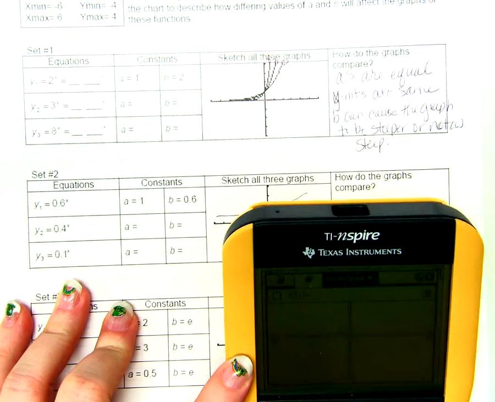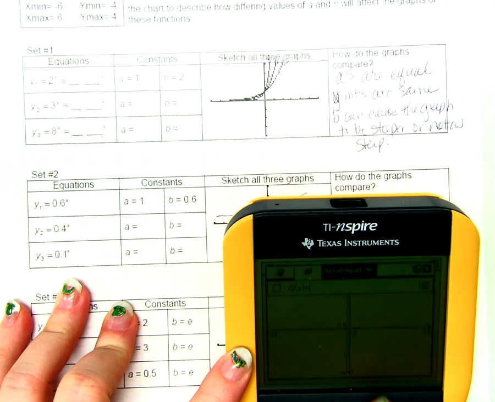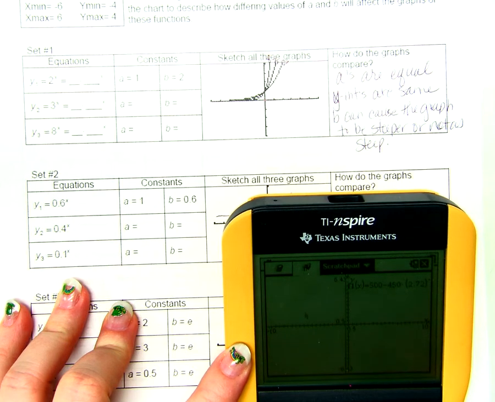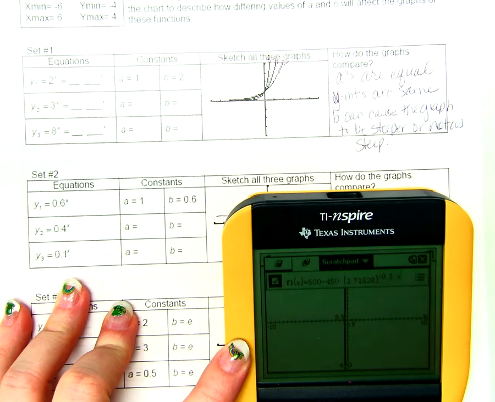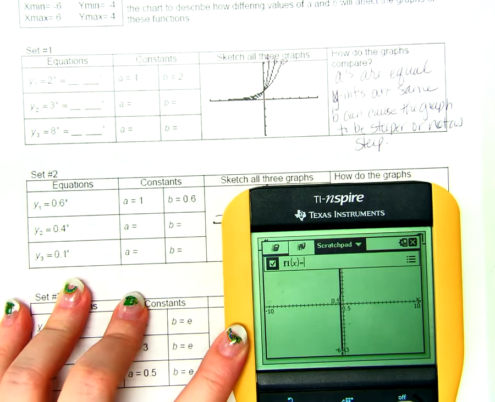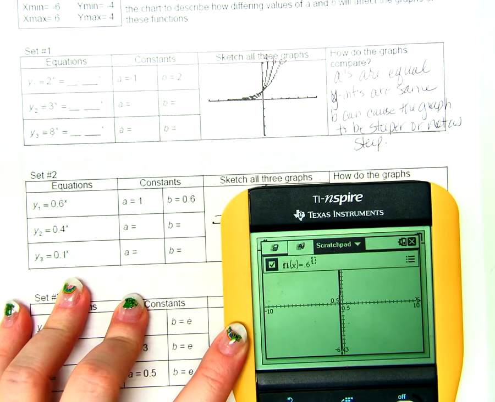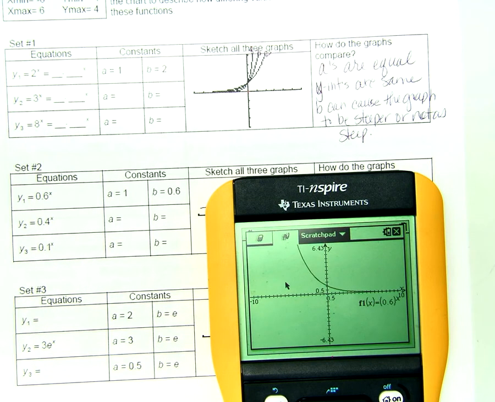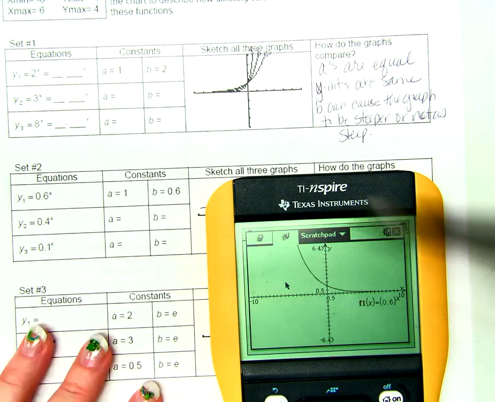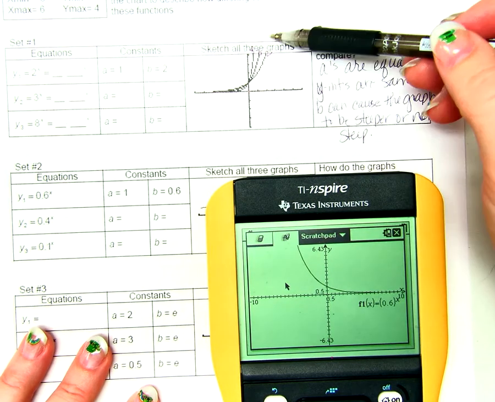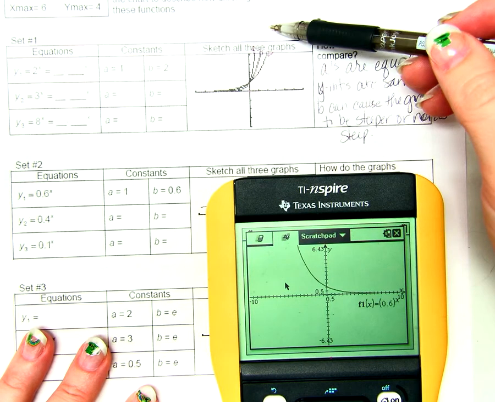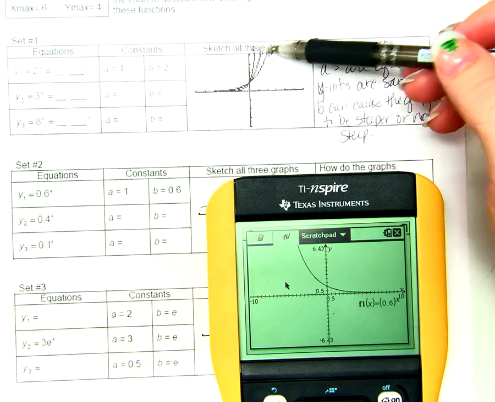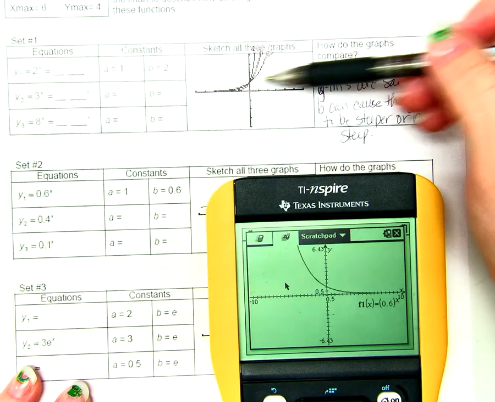Okay, so if I want to have 0.6 raised to the x power. Oh, that is different, isn't it? How is it different? It's going down, right? So what's our math word for us to talk about when this is happening? Increasing, right? Okay, as x is increasing, y is increasing.